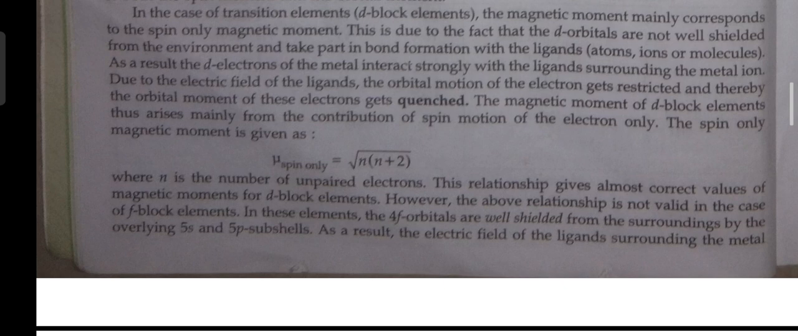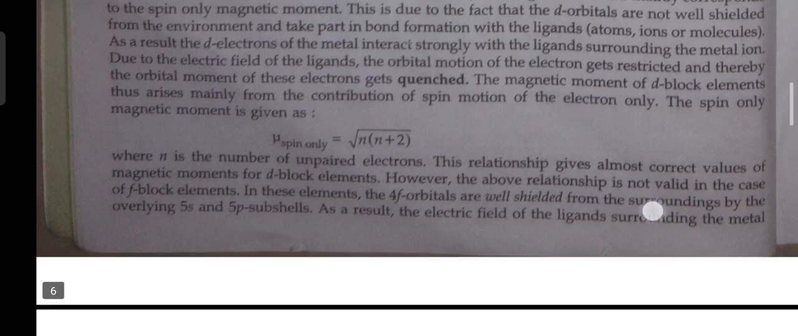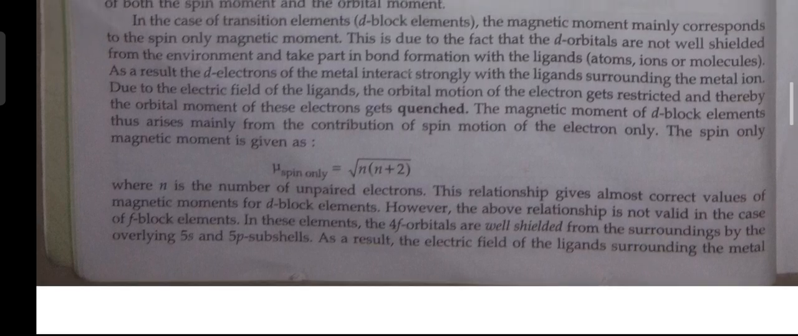As a result, the d electrons of the metal interact strongly with the ligands surrounding the metal ion. Due to the electric field of the ligands, the orbital motion of the electron gets restricted, and thereby the orbital moment of these electrons gets quenched. The magnetic moment of d block elements thus arises mainly from the contribution of spin motion of the electron only. The spin only magnetic moment is given as mu spin only equals root of n(n+2), where n is the number of unpaired electrons. This relationship gives almost correct values of magnetic moment for d block elements.